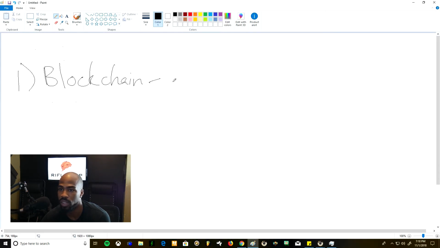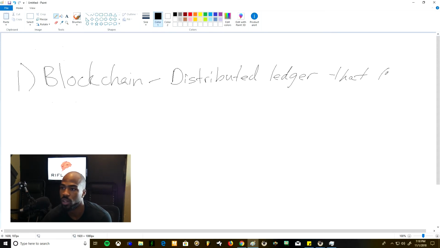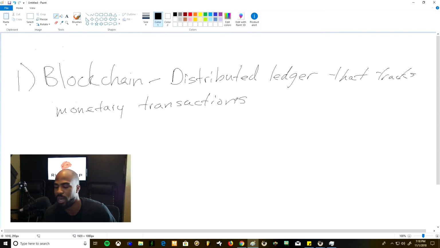So it's a distributed ledger that tracks monetary transactions. We went over that yesterday a little bit, about what the blockchain is and examples of how it's monitoring monetary transactions, and it's basically used for that.